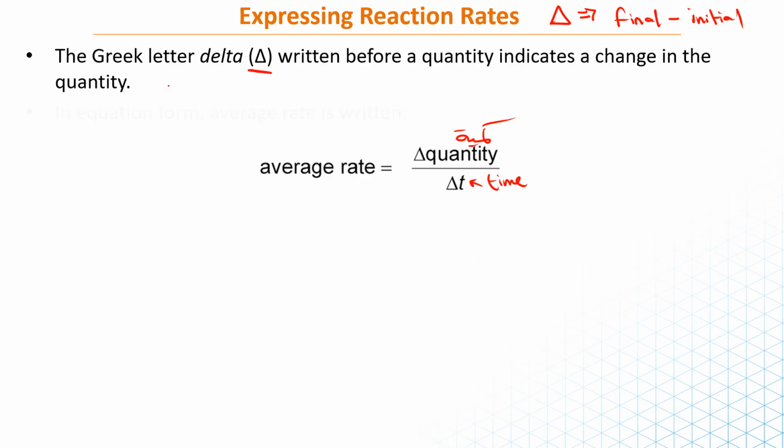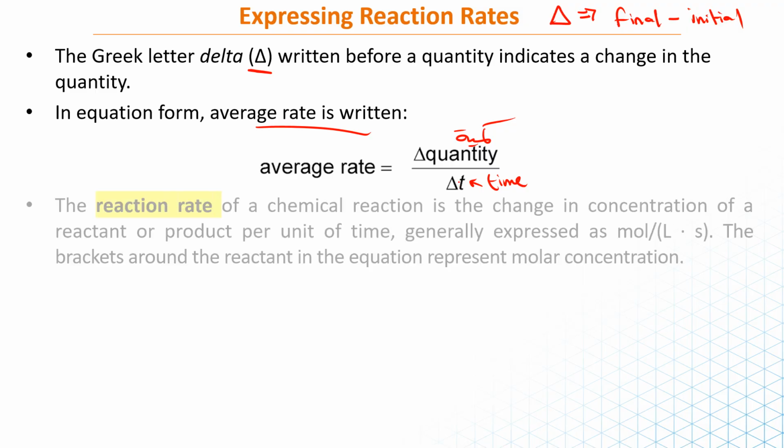It explains the change in quantity. And this is the equation for the average rate, guys. Average rate equals delta quantity over delta t.